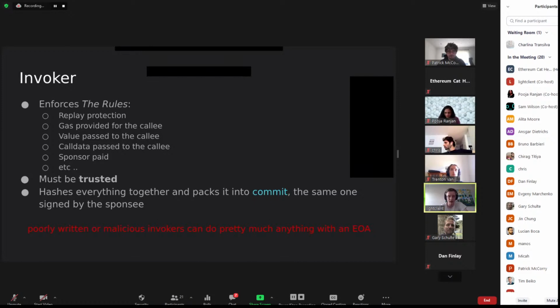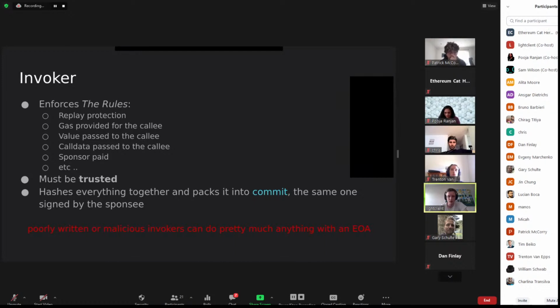And so if you think about what you need to do to interact with Ethereum, you have to adhere to these replay protection rules. You have to have your nonce correct. You need to provide some amount of gas, and these things are deducted and incremented in your account. And the invoker is sort of the smart contract version of that logic. And so it's really, really important that these contracts are implemented correctly.